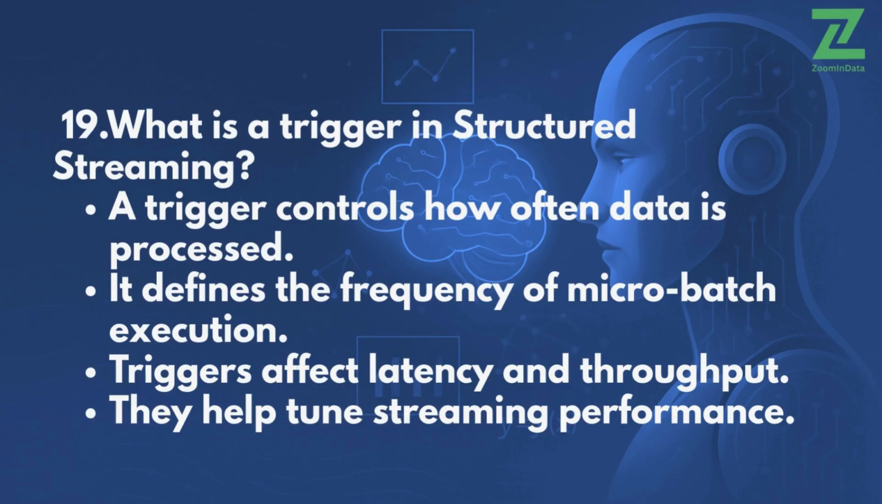What is a trigger in structured streaming? A trigger controls how often data is processed. It defines the frequency of micro-batch execution. Triggers affect latency and throughput. They help tune streaming performance.